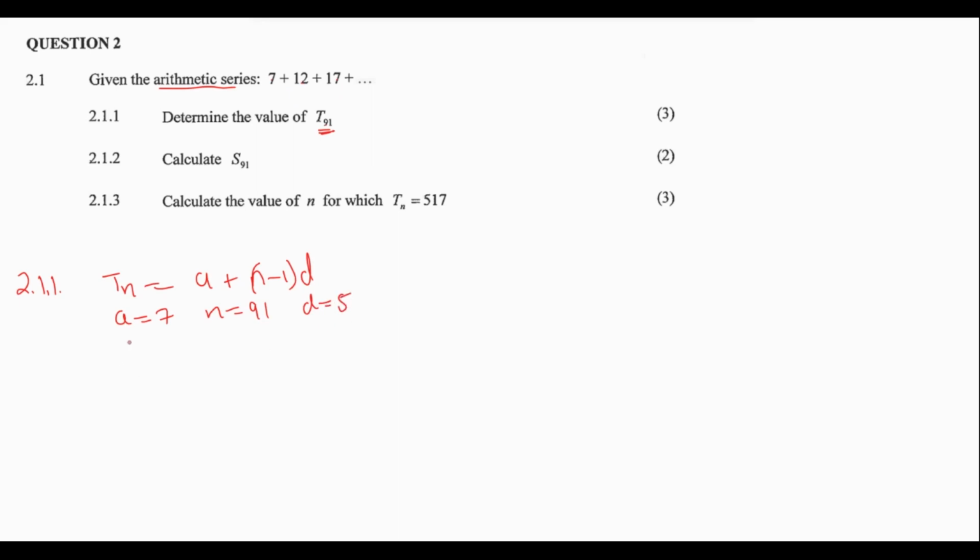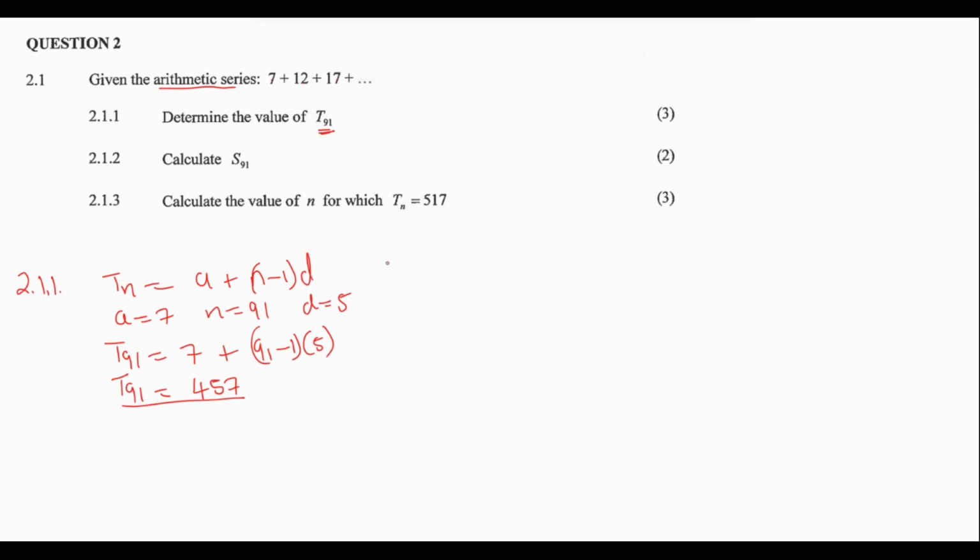Okay, and then let's substitute. So T91 is going to be 7 plus (91 minus 1) times 5, right? So we can just put this as it is in the calculator: 7 plus 91 minus 1 times 5, or 7 plus 90 times 5. Okay, then what do you get? T91 is equal to 457. That is term 91.